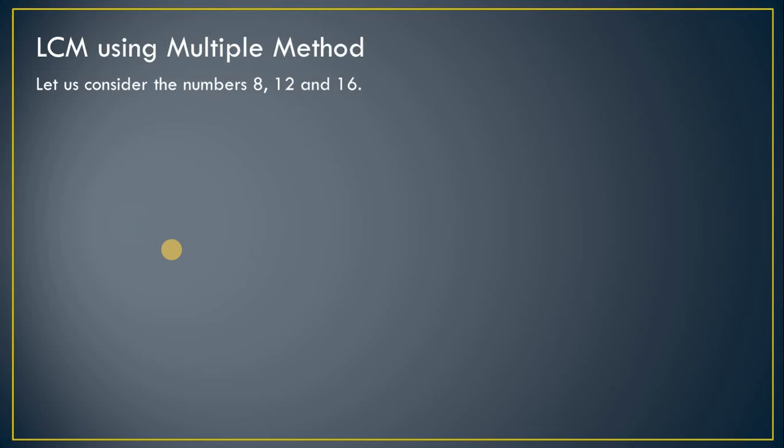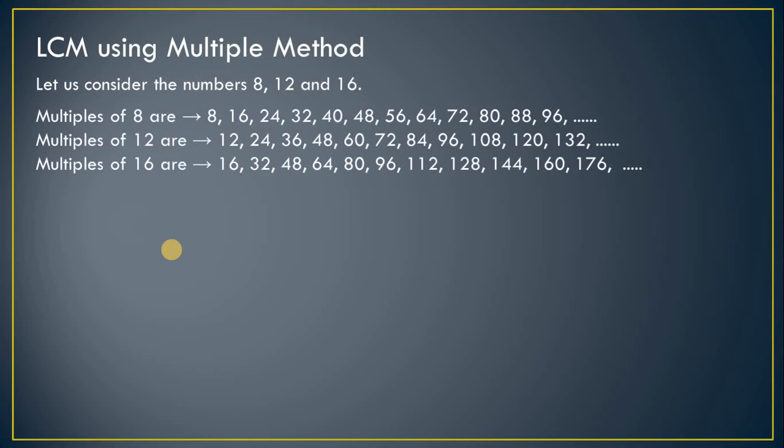then it will take time to write the multiples of the numbers or the multiplication table. So if smaller numbers are there, then what happens? We use this trick. You have to write the LCM using the multiples method.